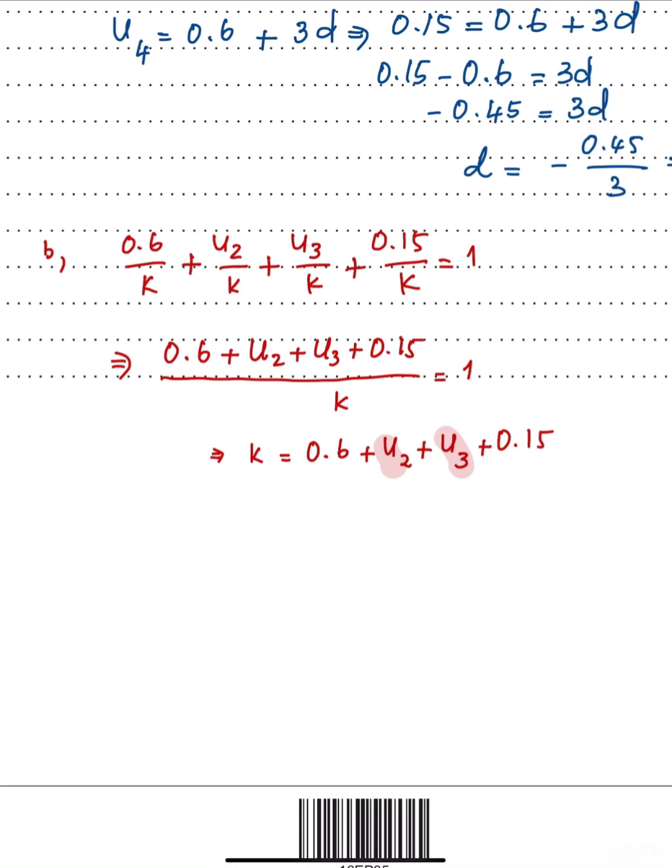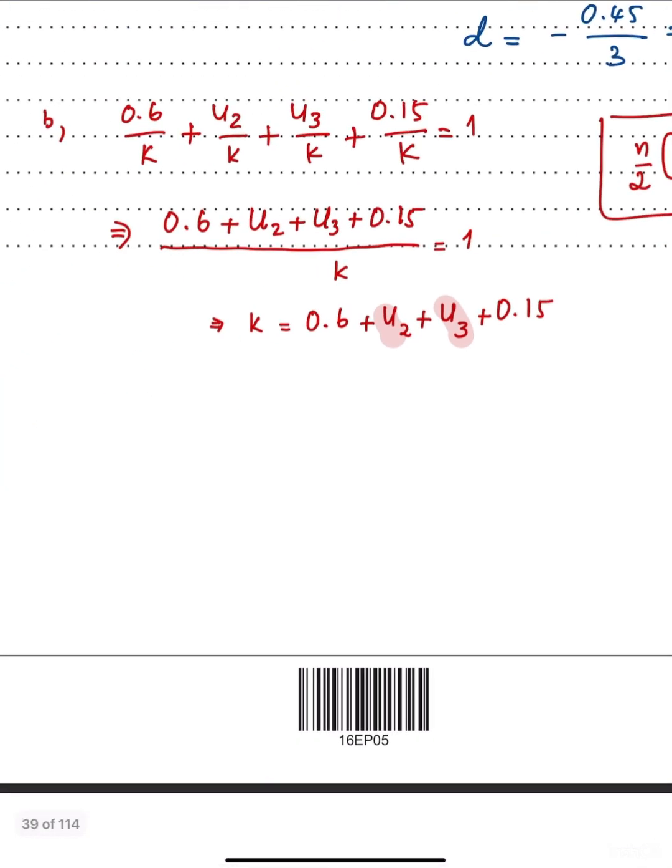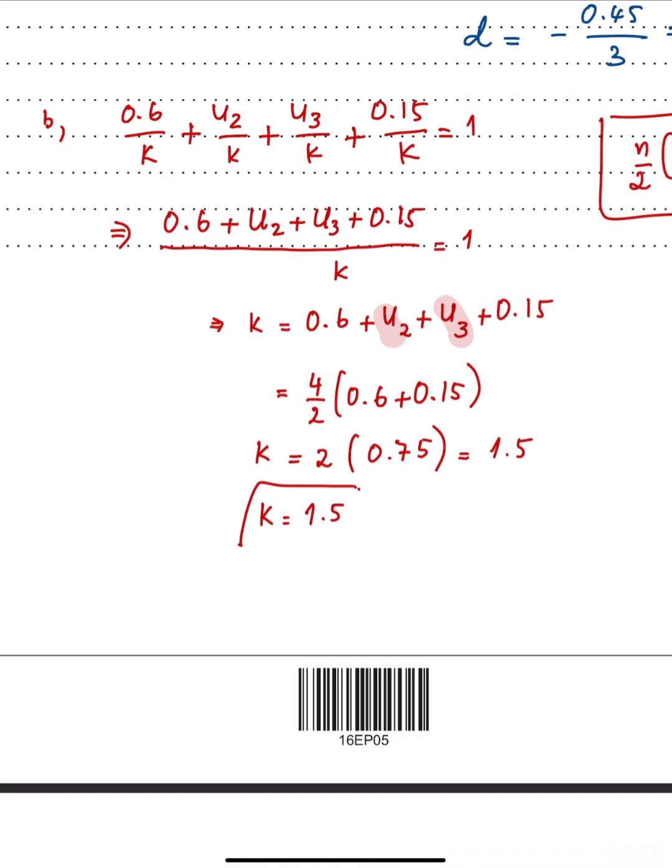But you can just apply the sum of the arithmetic sequence, which is n over 2 times u1 plus un. For ours, the un here is u4, because 0.15 is the fourth term. So that will be 4 over 2 times 0.6 plus 0.15. Here it's 2 times 0.75, so k will be 1.5. So k is 1.5. That is our answer.